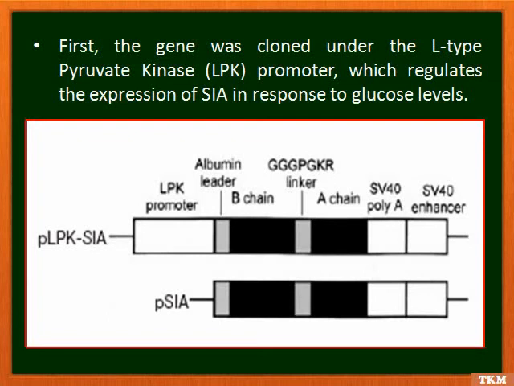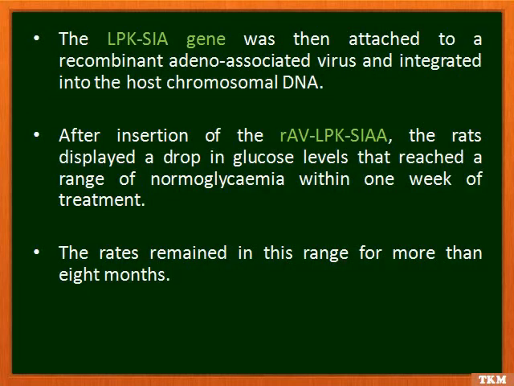First, the gene was cloned under the L-type pyruvate kinase promoter, which regulates the expression of SIA in response to glucose levels. The LPKSIA gene was then attached to a recombinant adeno-associated virus and integrated into the host chromosomal DNA. After insertion of this gene, the rats displayed a drop in glucose levels that reached a range of normoglycemia within 1 week of treatment. The rats remained in this range for more than 8 months.